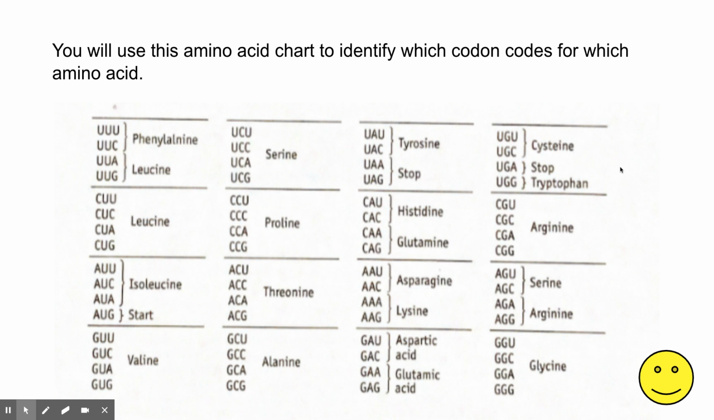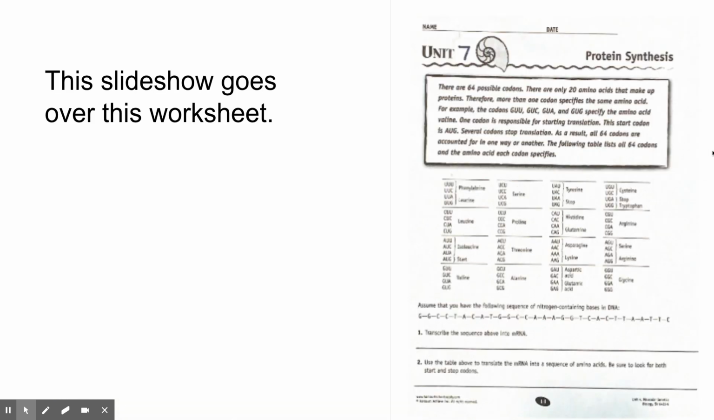You're going to have to use this chart to figure out which amino acids code for which DNA or messenger RNA codons. It's very easy once you know how to do it. There's just a few things you have to be careful about, and I'll go over that. So again, this is the worksheet.